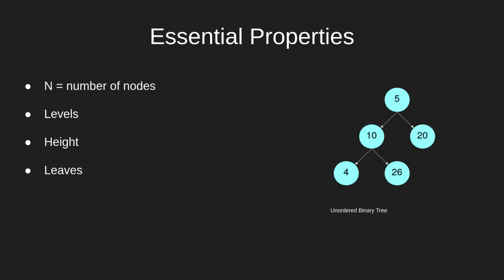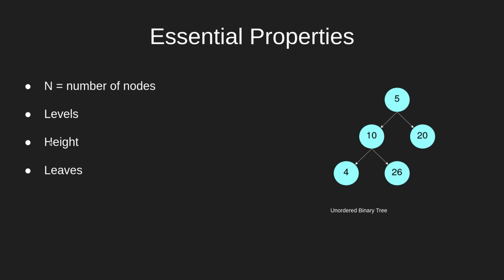So now let's see some essential properties of a binary tree. First of all, we need to know the number of nodes in a tree, which is represented by capital N. We also need to know what are levels. So on the tree on the right side, we can see that on level 1 we have the node 5, on level 2 we have the nodes 10 and 20, and on level 3 we have nodes 4 and 26. So we can think of a level as a horizontal line.